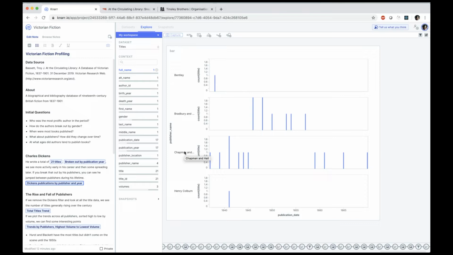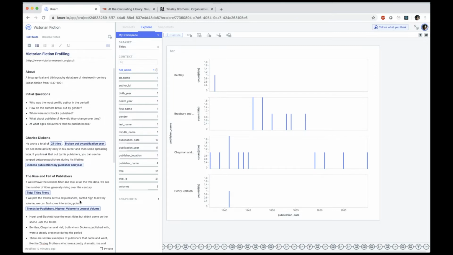So that had me thinking more about publishers in general, and if we take Dickens out of the equation and take a step back and look at all the authors and all the publishers, what will we see about the trends in these different publishers? What's going on with them?